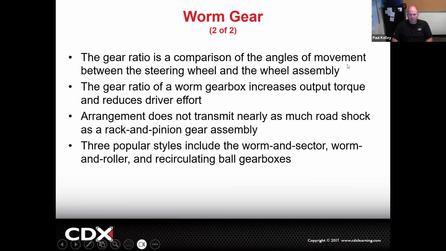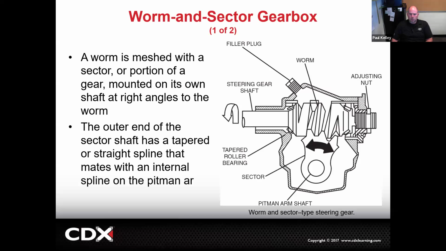Cool. So we get a little further in, and that's what this means by the gear ratio. Sometimes they do have roller and recirculating ball type. So this is again getting into worm and sector. There's the worm gear, and that moves the sector. The sector is splined to the pitman arm shaft, and the pitman arm shaft accepts the pitman arm, which goes out to that center link and makes it move back and forth. Cool. So that's a visual.